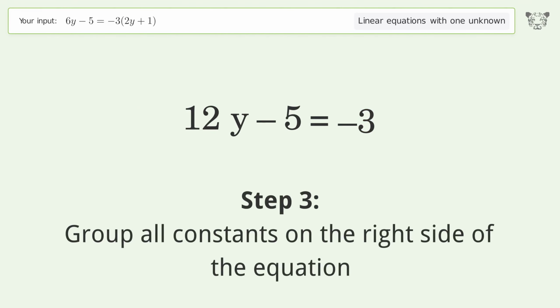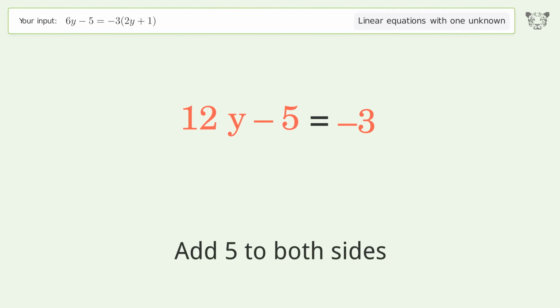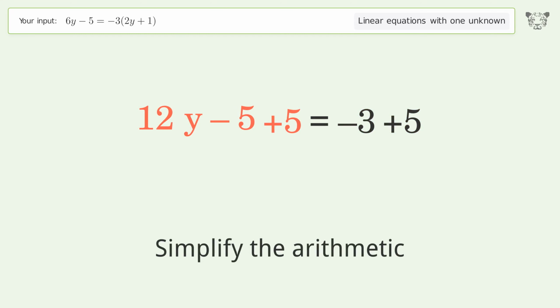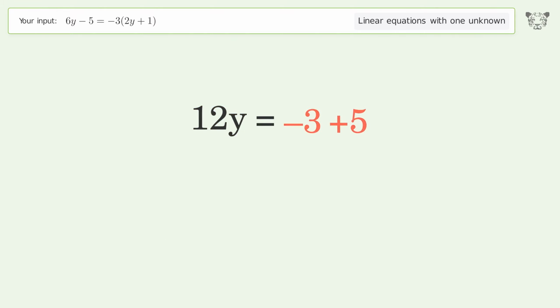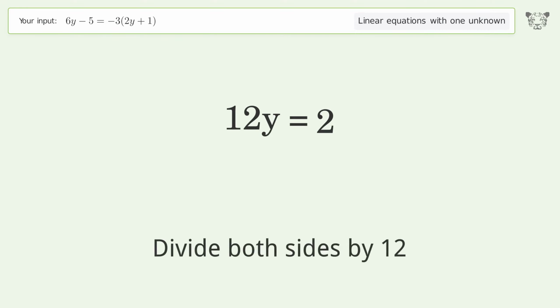Group all constants on the right side of the equation. Add 5 to both sides. Simplify the arithmetic. Isolate the y. Divide both sides by 12.